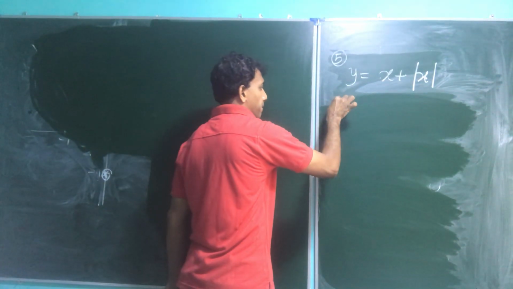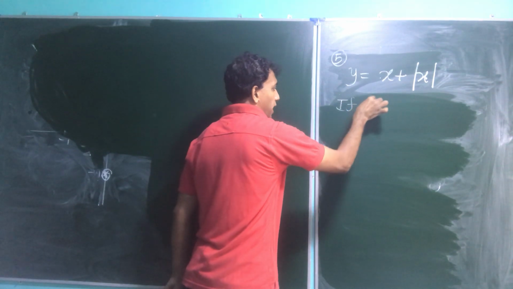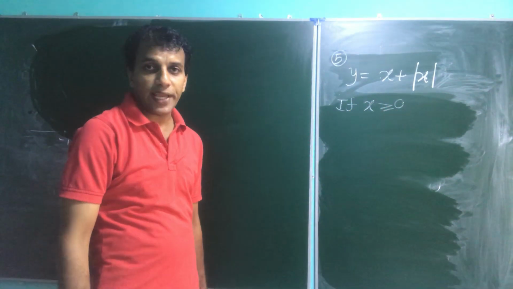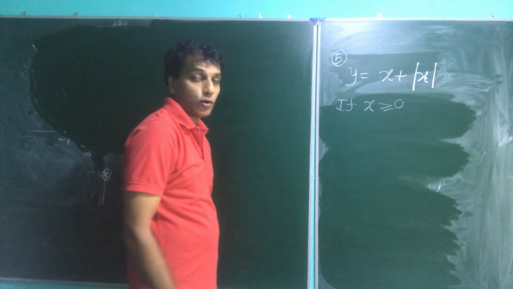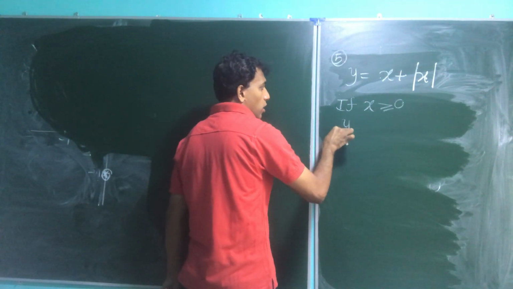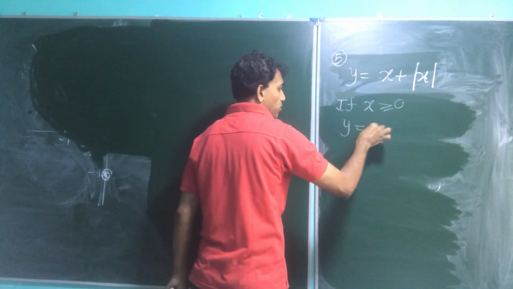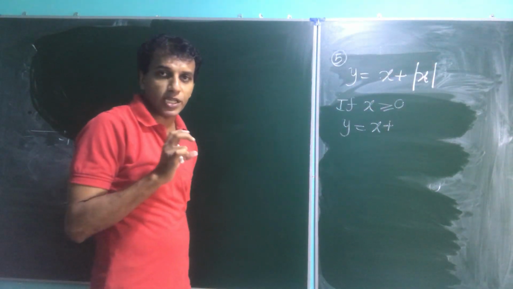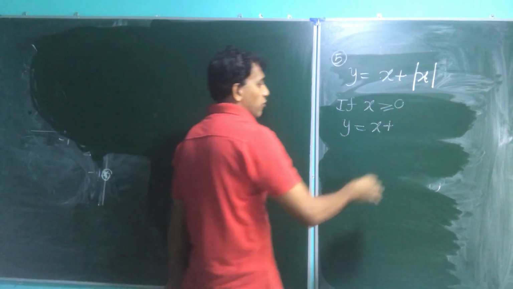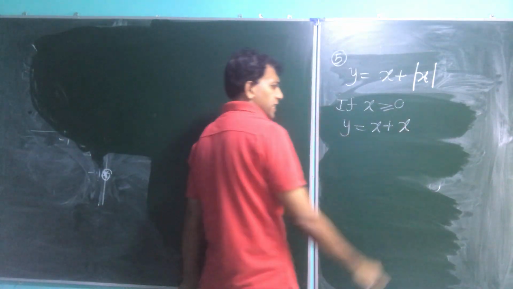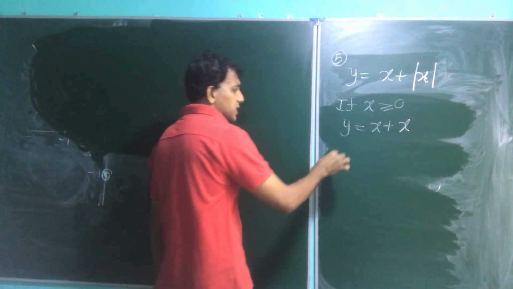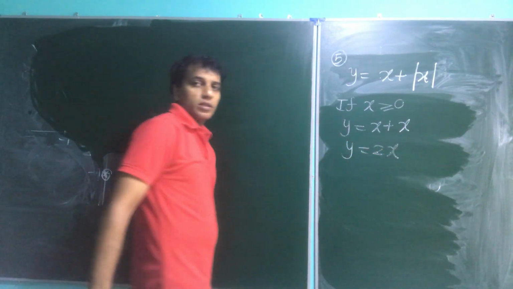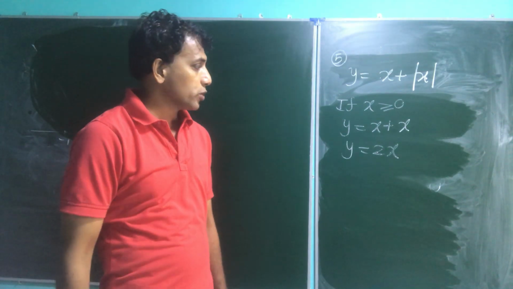If x greater or equal to 0, right? If x greater or equal to 0, this is okay, positive. Inside the modulus, x is 0 or more. Therefore, that is the same as it is, no changes, right? So what is the answer? y equals 2x. This is one of the graphs, y equals 2x, right?